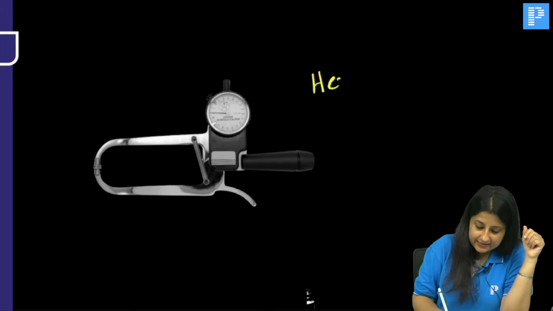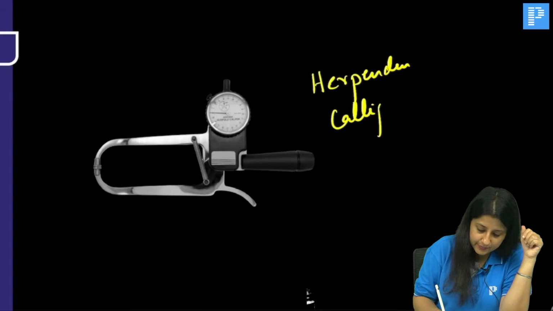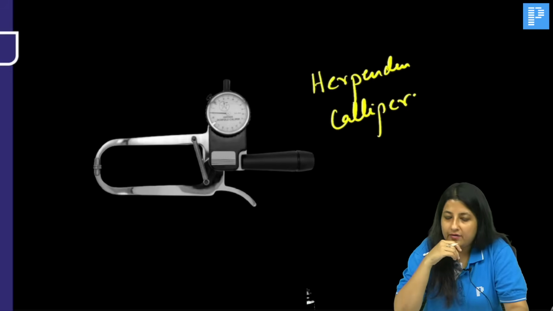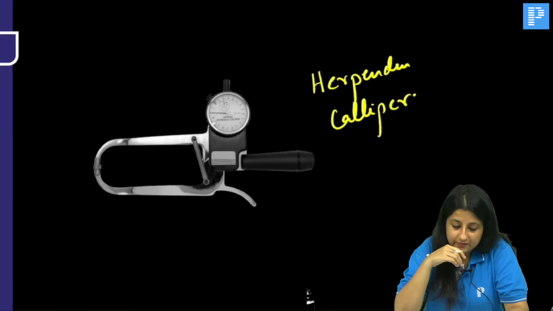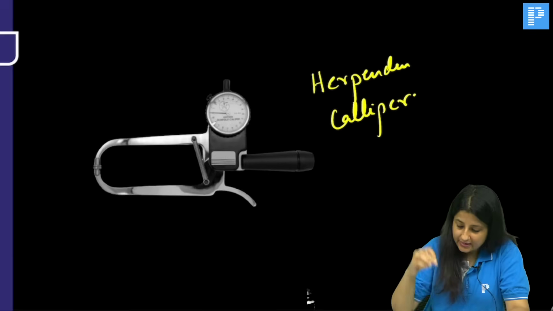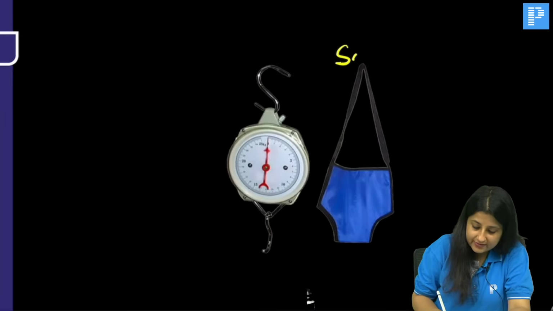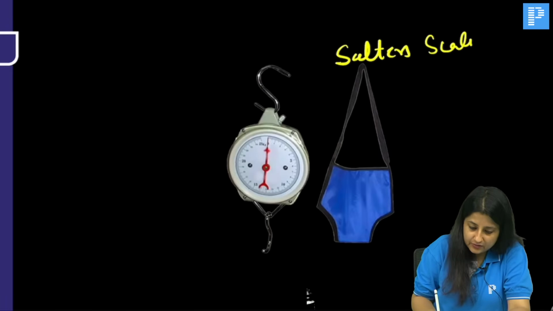What is the name of this equipment? You should know the name of this at least, Harpenden calipers. Alright, this is your Harpenden calipers. Which one is this one, guys? This one is Salter scale, which is used to measure the weight of the baby in the field. This I'm just revising.